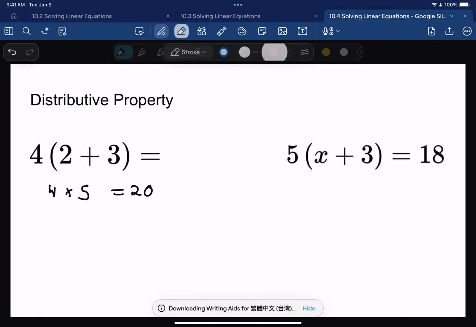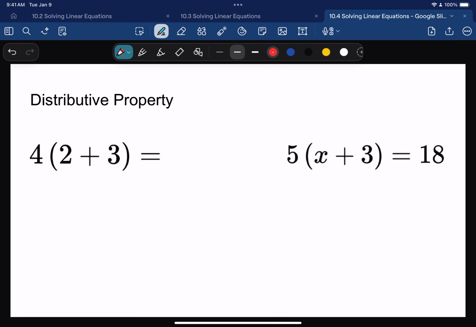So we know the answer to this is 20. Now I want to show you the distributive property. The distributive property is we're going to take this 4 and we're going to move it to the 2. We're going to multiply it in. We're going to multiply this 4 inside the brackets. So 4 is going to multiply by 2, and then 4 is also going to multiply by 3. It's going to do both.